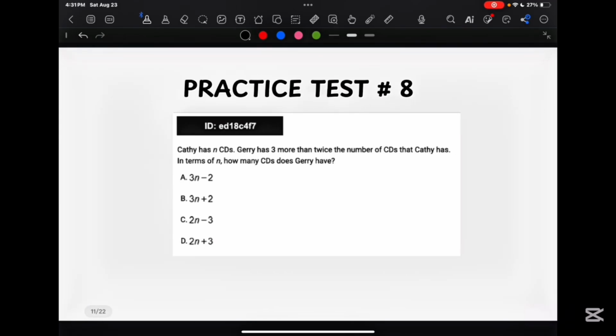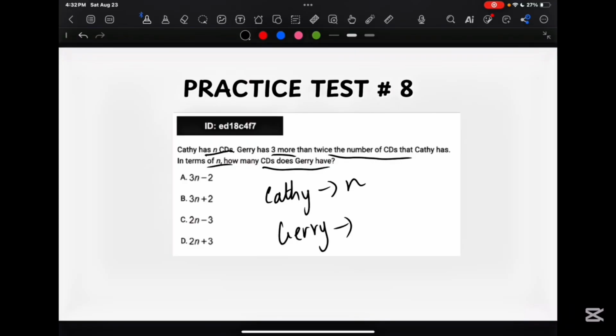Okay, next. Kathy has n CDs. Jerry has 3 more than twice the number of CDs Kathy has. In terms of n, how many CDs does Jerry have? Okay, so Kathy has n number of CDs and Jerry has 3 more than twice the number of CDs that Kathy has. So twice n is 2n, plus 3. This 2n is coming from twice the number of CDs Kathy has, and this 3 is coming from the 3 more. So our answer is D.